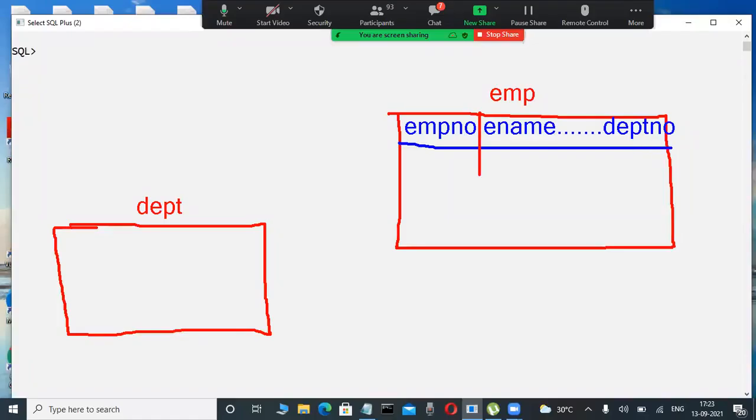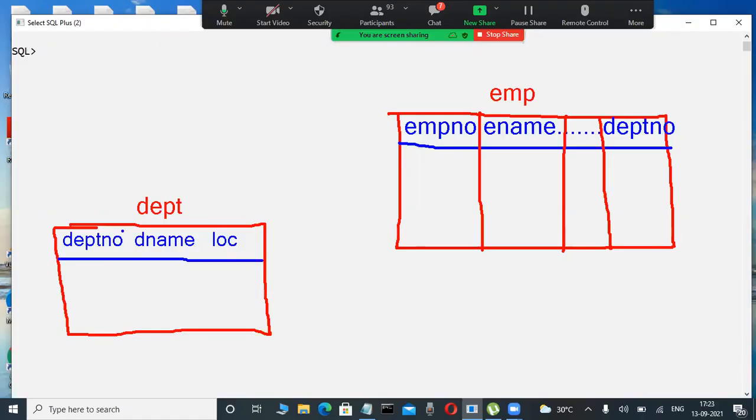Now check it out. Slowly observe here. In this table also there are some columns. Here DEPT number is a column. Department name is a column. Location is a column. You don't have an idea of these columns yet. Just observe that some columns are there.